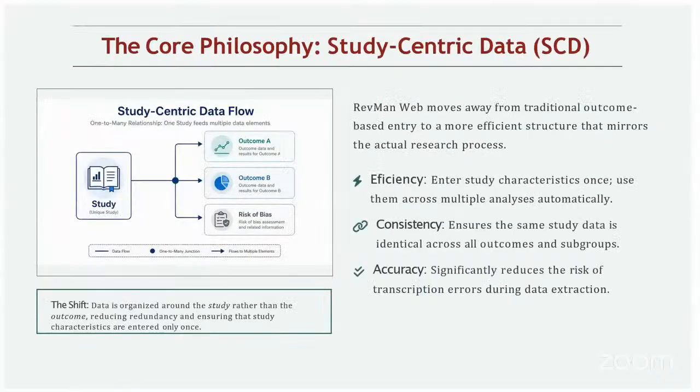Okay, so the core philosophy is study-centric data. This is one of the most important concepts in RevMan. Traditional software often forces you to enter the same study information again and again for every outcome, but RevMan uses a study-centric data approach: you enter the study details once. Then the single study can feed into multiple outcomes, the risk of bias assessment, as well as the analysis.